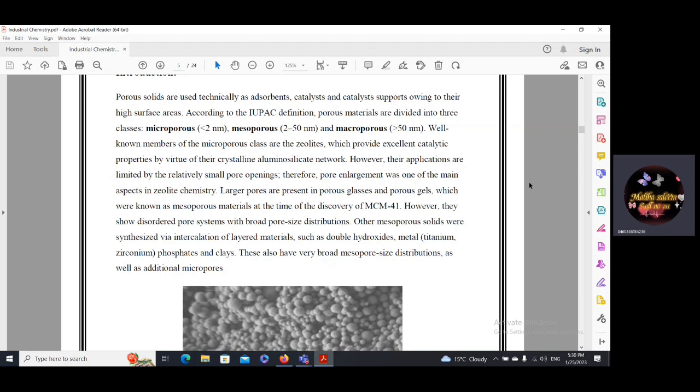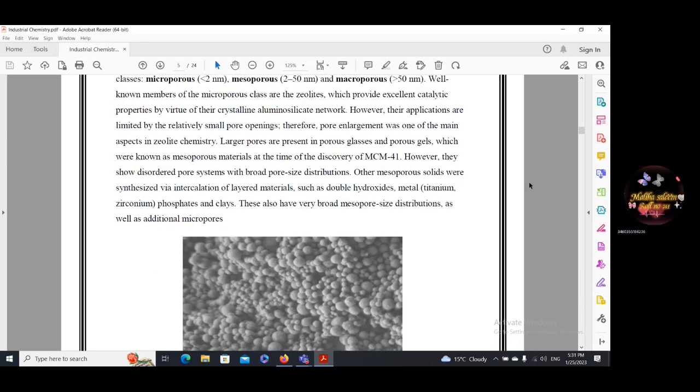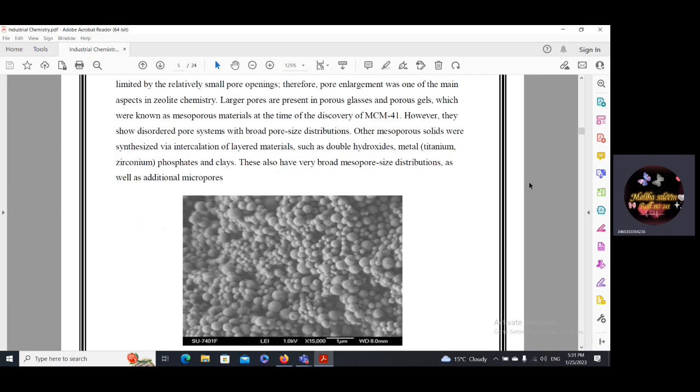Other mesoporous solids were synthesized via intercalation of layered materials such as double hydroxides, metal phosphates, for example titanium and zirconium phosphates, and clays. They also have a very broad mesopore size distribution as well as additional micropores. Here's the diagram of the mesoporous materials.